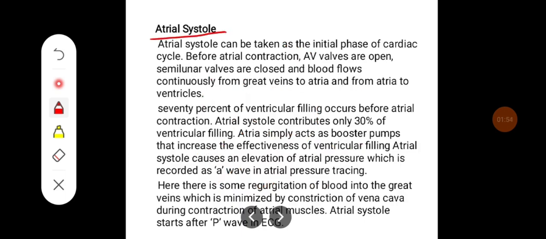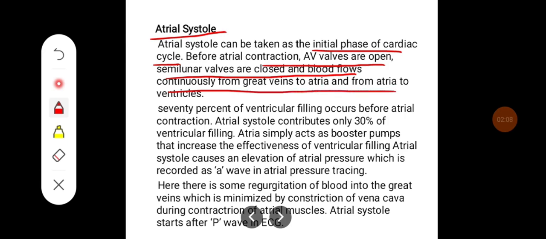Atrial systole. Atrial systole can be seen as the initial phase of the cardiac cycle. Before atrial contraction, AV valves are open, semilunar valves are closed, and blood flows continuously from great veins to atria and from atria to ventricles. 70% of the ventricular filling occurs before atrial contraction. Atrial systole contributes only 30% of the ventricular filling. The atria simply act as a booster pump that increases the effectiveness of ventricular filling.